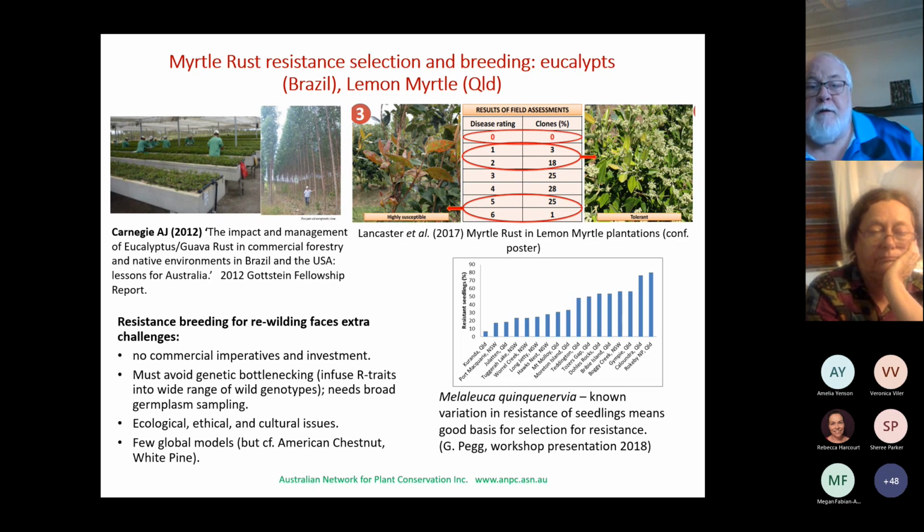So Melaleuca quinquenervia, in the bar chart there, shows resistance of seedlings to myrtle rust in different populations. And you'll see resistance rates from less than 10% up to about 80% plus in different populations up and down the east coast of Australia. That indicates there's a good genetic basis for selection of resistant genotypes there. Making sure that they're robust over multiple generations and that they're heritable from one generation to another is another issue. It's going to be a long process, not a quick one. Next slide.